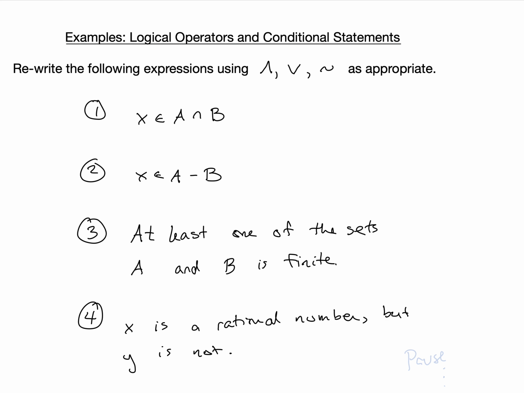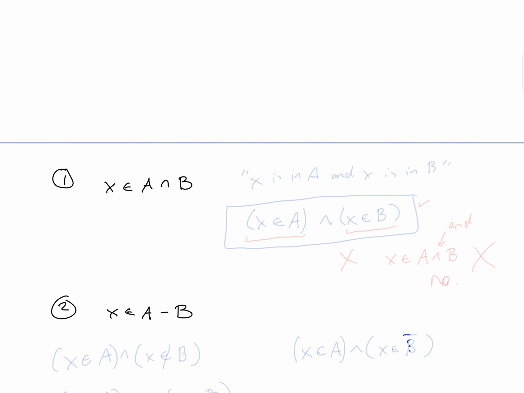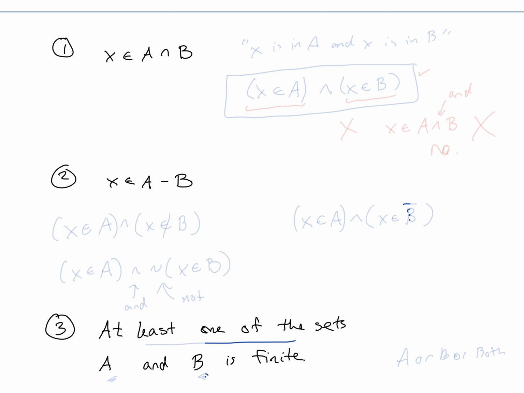In this video, we're going to do some examples of rewriting expressions using logical operators and conditional and biconditional statements. So first, I'd like you to take a look at the four expressions below and rewrite those using the symbols and, or, and not as appropriate. So take a look at those, pause the video, try those out, grab a piece of paper, and then we'll talk about it together.